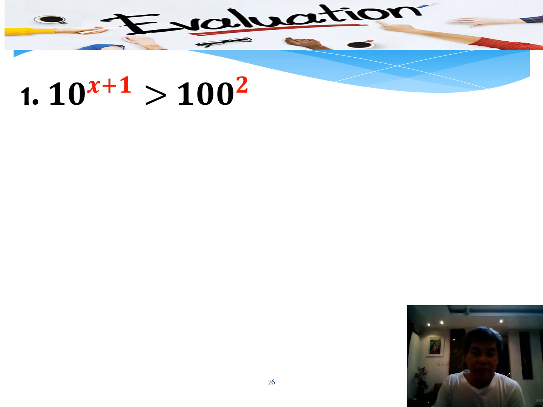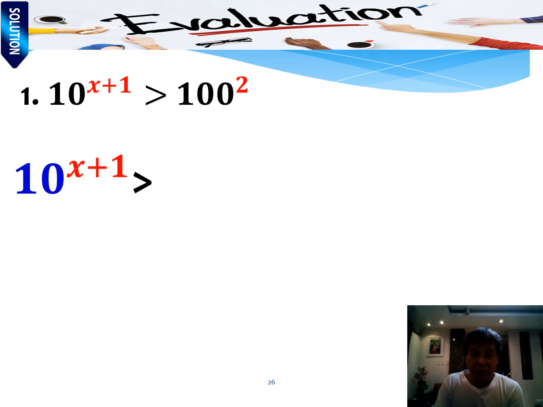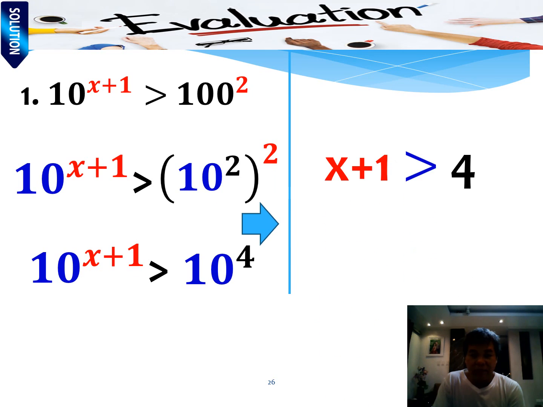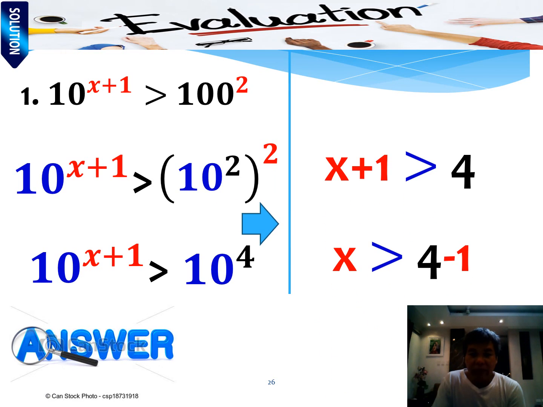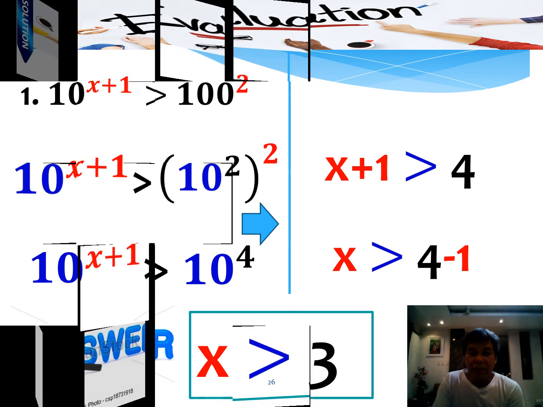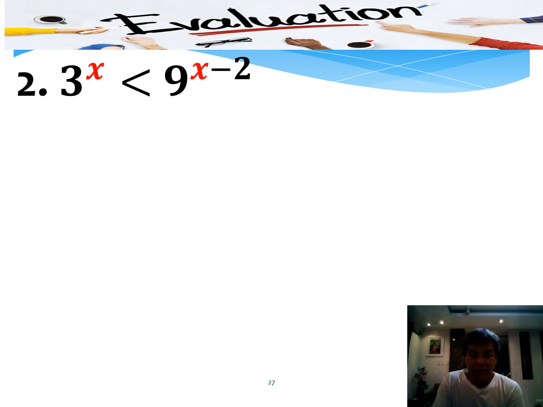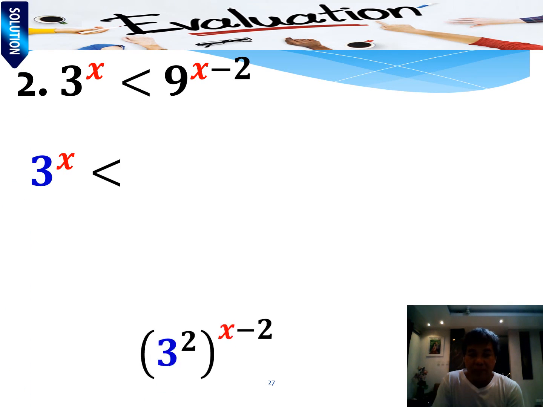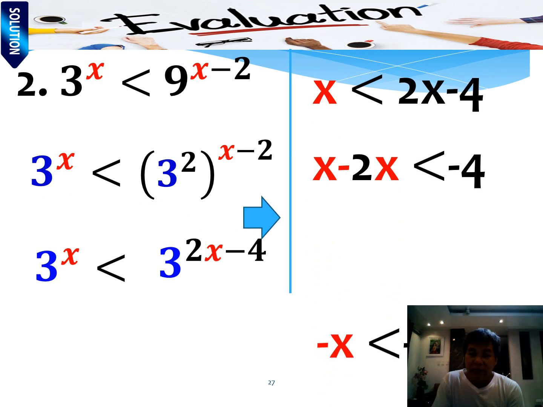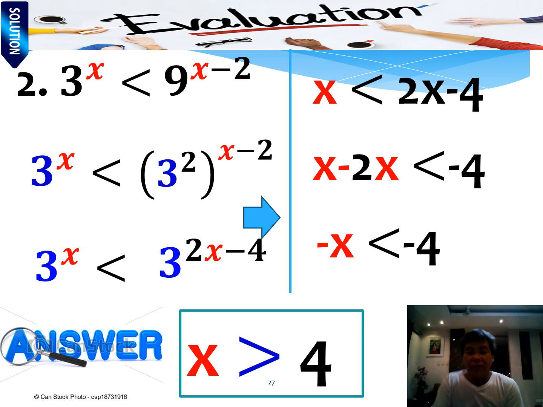Look at the detailed solution of problem number 1. So we have to make the base the same. Then after we make the base the same, we have to copy the exponent. Therefore, we can solve for the value of x, which is greater than 3. For number 2, make the base the same also. Then simplify, process, evaluate, then the value of x is greater than 4. So that's the detailed solution.